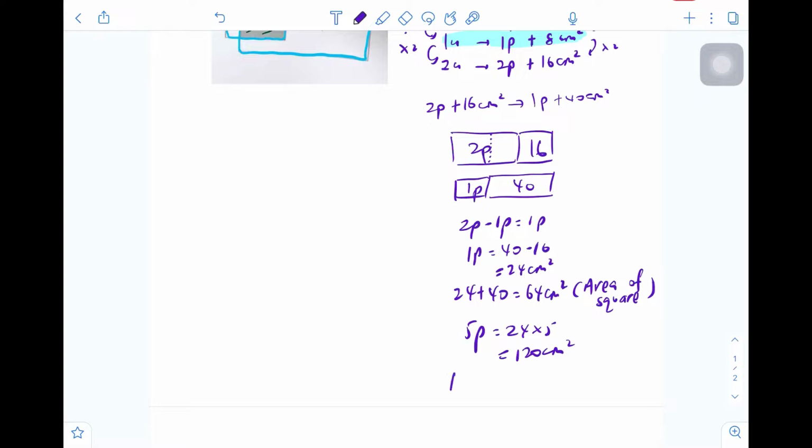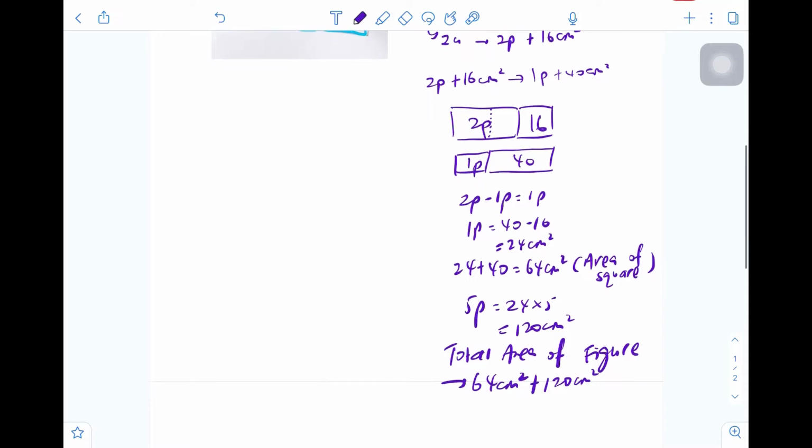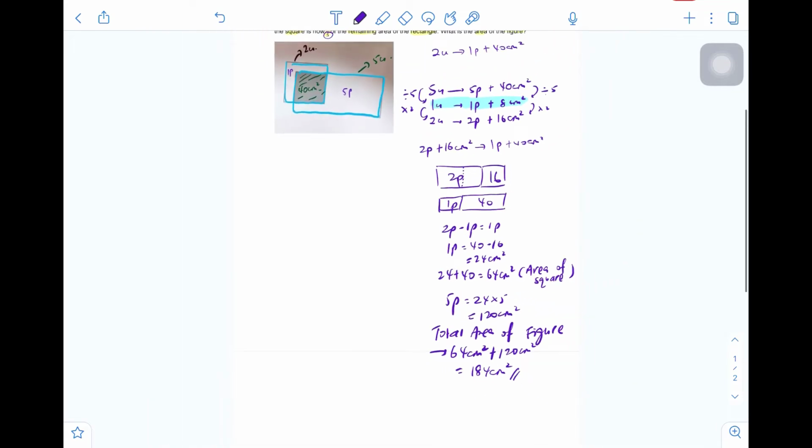So the total area of your figure will be equivalent to 64 cm squared plus that 5 parts, 120 cm square, which is going to equal 184 cm square. Final answer for this question.